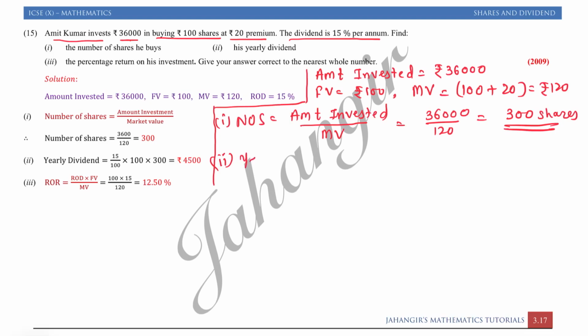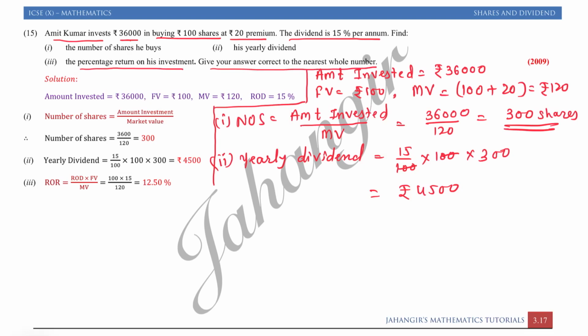Yearly dividend. Yearly dividend, same as annual dividend, yearly is annual. Here we know rate of dividend ROD is 15%. ROD upon 100 into face value into number of shares. 15 threes are rupees 4500. Third part, the percentage return on his investment, give your answer correct to the nearest whole number.